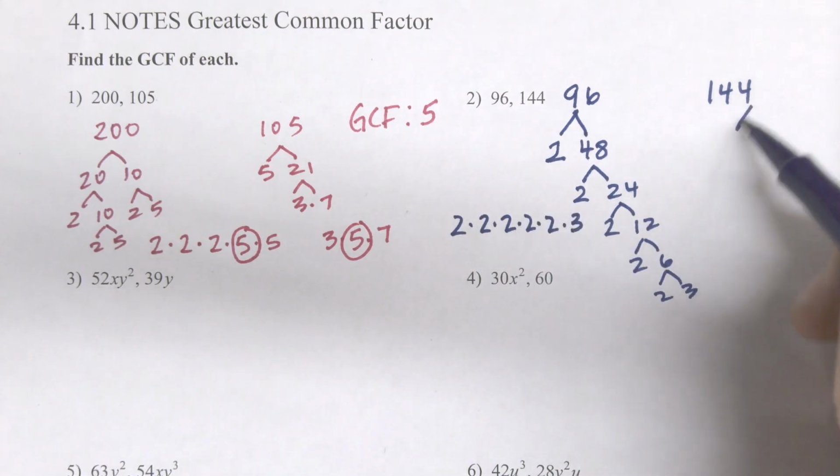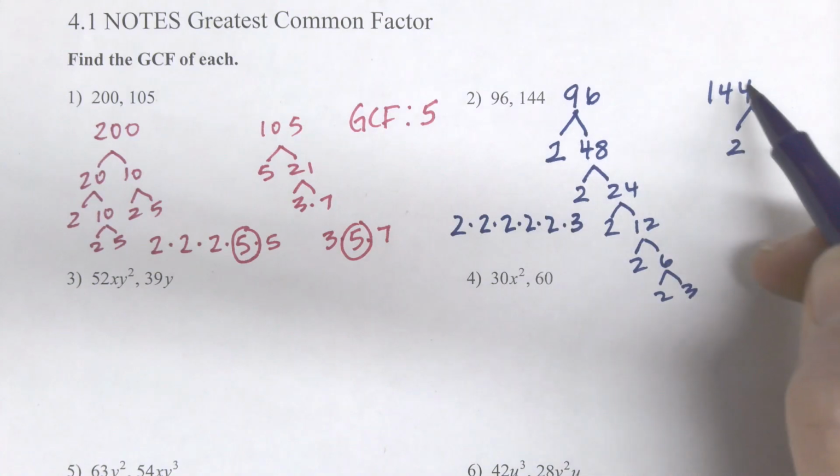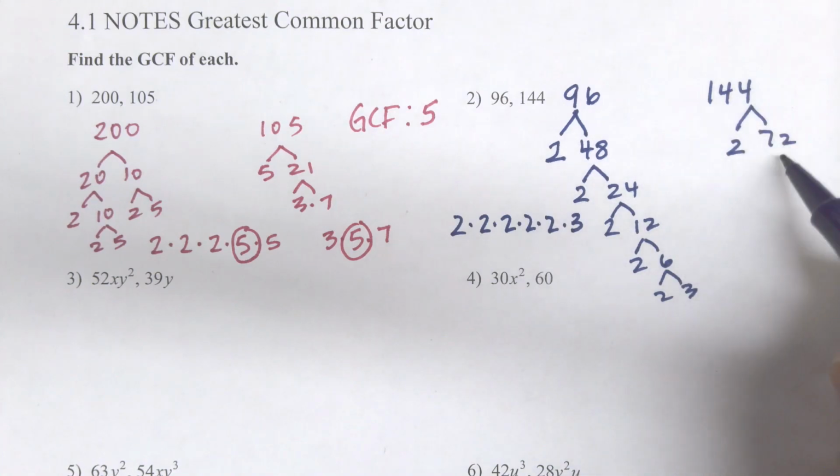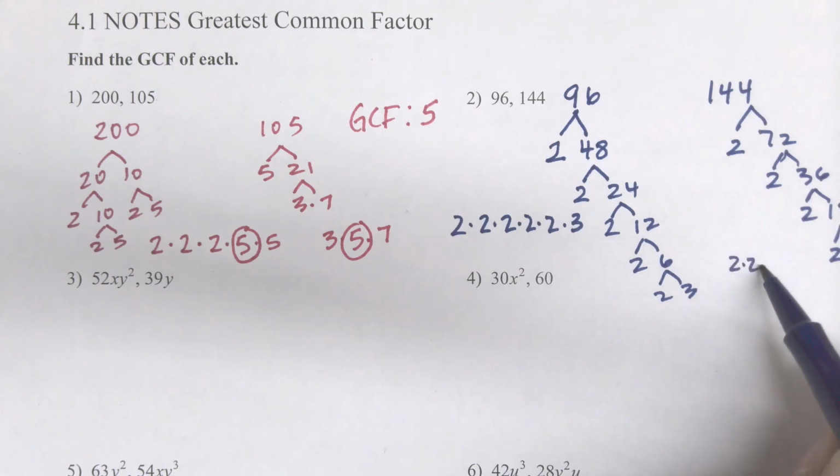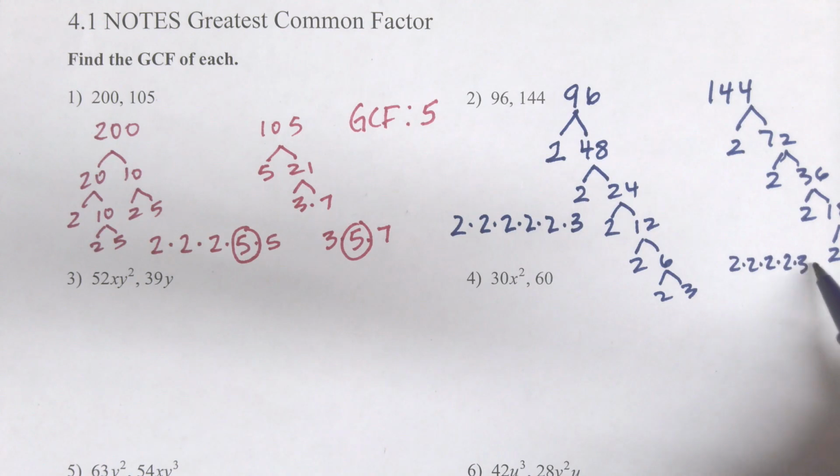I'll do the same thing with 144. 2 times 72. 2 times 36. You might need a calculator for these. 2 times 18, 2 times 9, and 3 times 3. So 144 is 1, 2, 3, 4. It's 2 times 2 times 2 times 2 times 3 times 3.